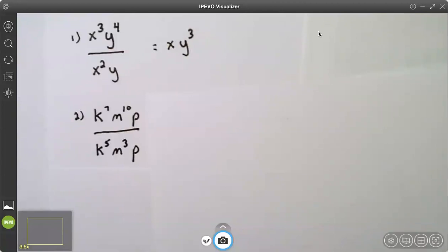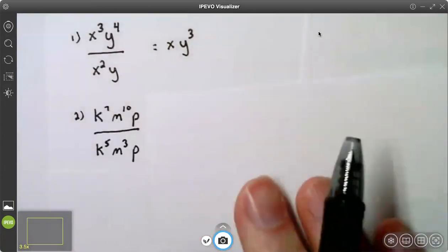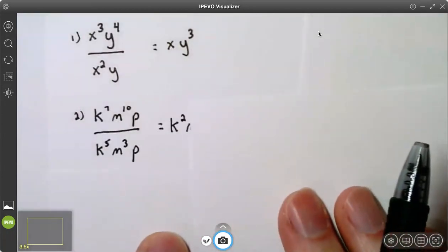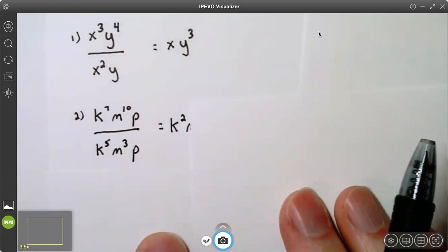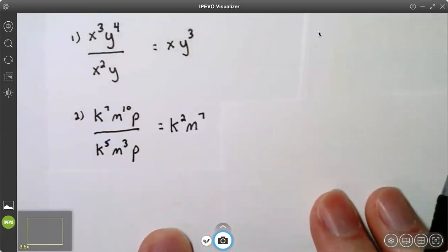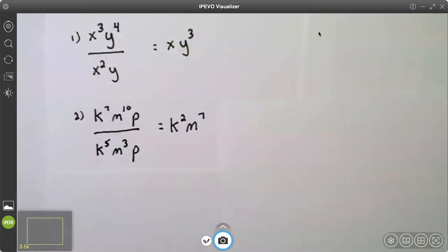Number 2. On number 2, 7 minus 5 leaves me with 2 k's up top. 10 minus 3 leaves me with 7 m's up top. And 1 minus 1 leaves me with 0 p. So my answer is k squared m to the 7th.